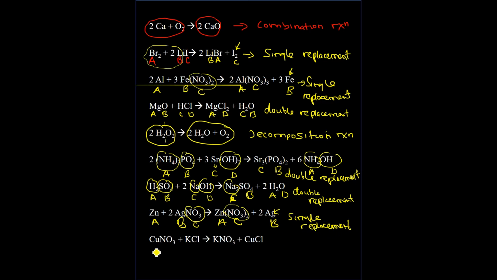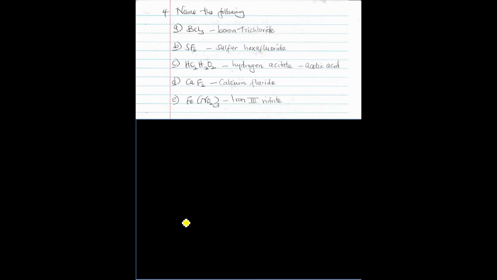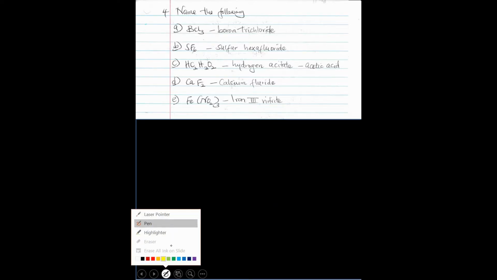Okay. Here you have A, copper, B, polyatomic anion, potassium is C, chloride is D. It ends up combining to give you C, B, and A, D. So again, another double replacement reaction. So this is how you characterize whether a reaction is combination, single replacement, double replacement, or decomposition. Okay, so let's do the next one.